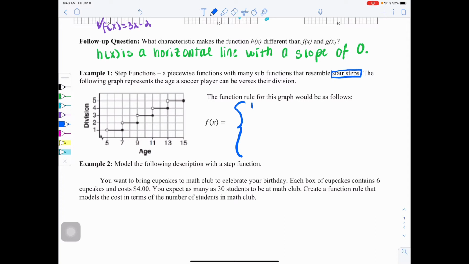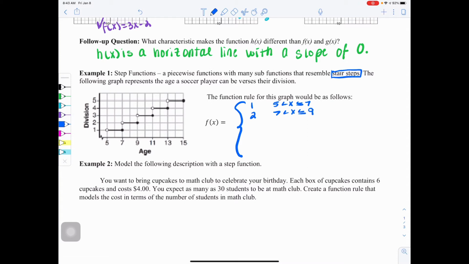We are using that from 5 to 7, but you can see there's an open circle on 5, so 5 would not be included, and there is a closed circle on 7, so 7 would be included. So this would be for 5 is less than x is less than or equal to 7. The next step, if I were to extend this, would cross the y-axis at 2. So I would put 2. And I'm going to use that from 7 to 9. 7 has an open circle, so it's not included. 9 has a closed circle, so it would be included. So 7 less than x less than or equal to 9.